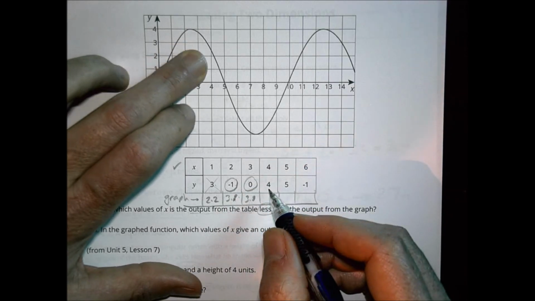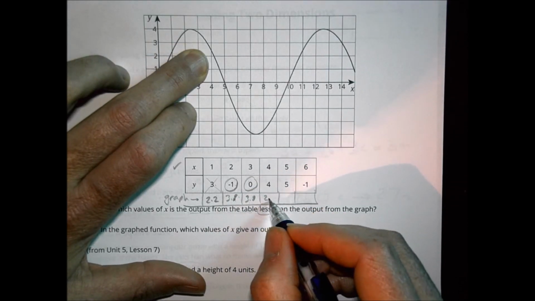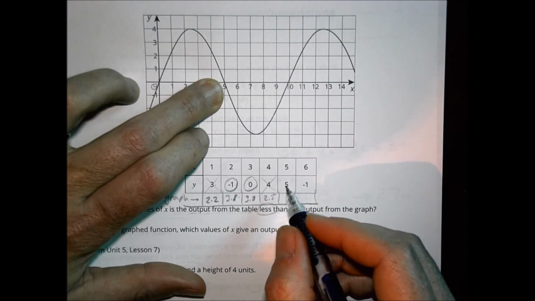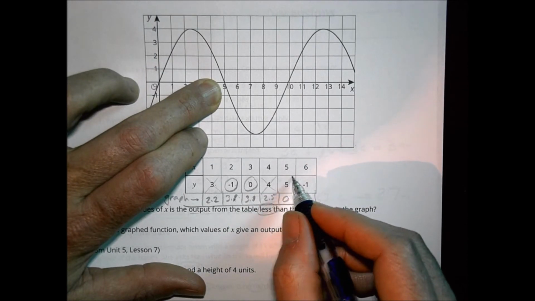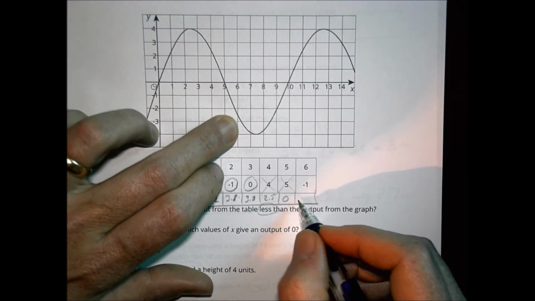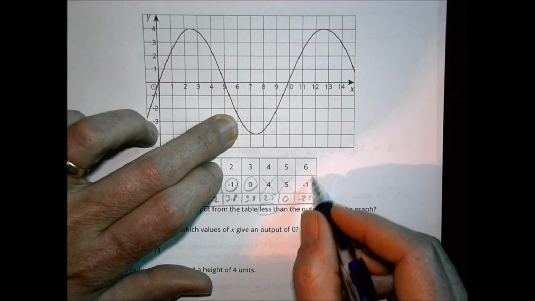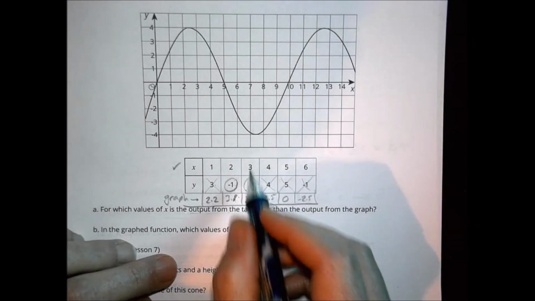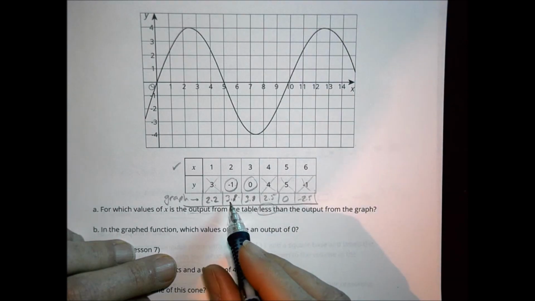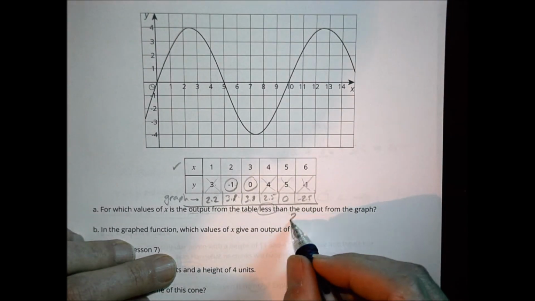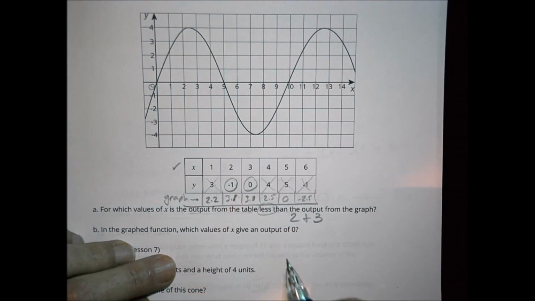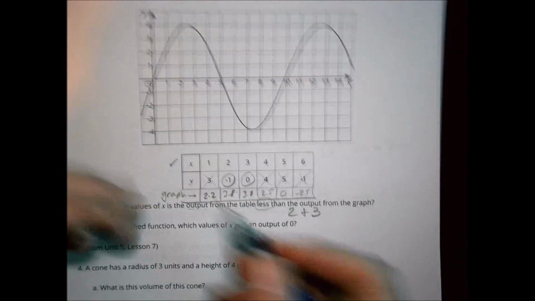At 4, we're at 2.5. Is that less? Nope. At 5, my graph is at 0. Is this less? Nope, it's bigger. And at 6, I have over here negative 2.5. Is this bigger? No. So where in the table are the values less than the values of the graph? That's going to happen at 2 and 3. That's where those values are less than those values. What does that mean? I don't know. We're just comparing 2 things.